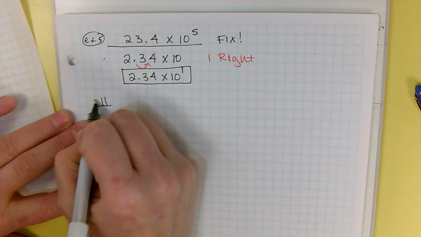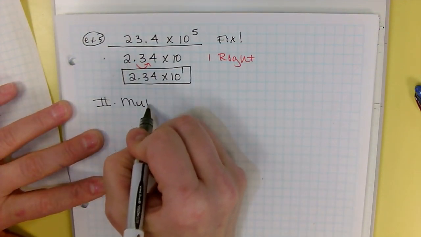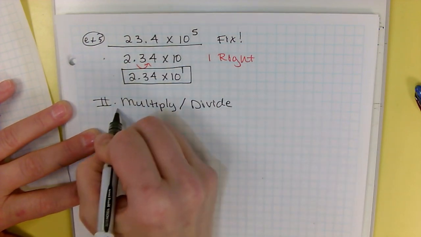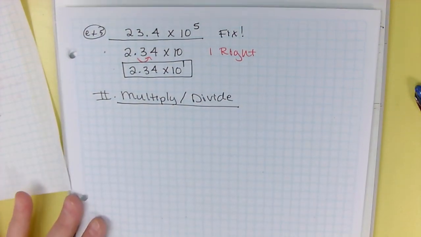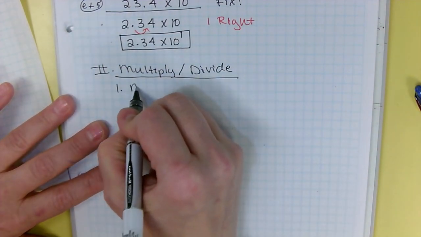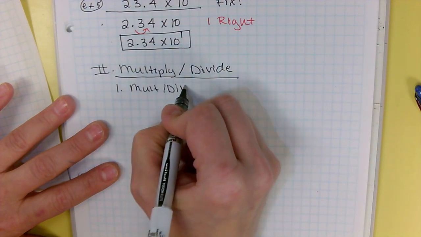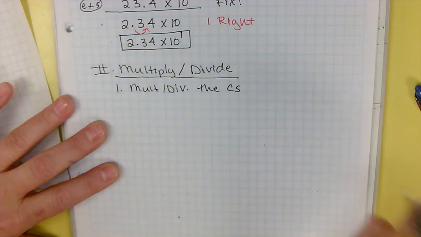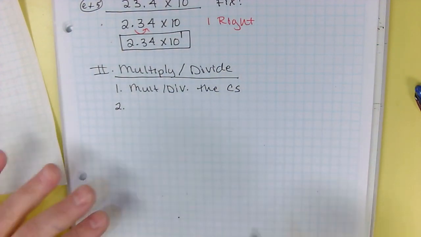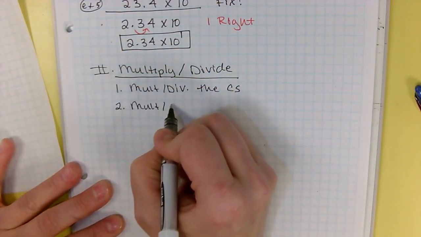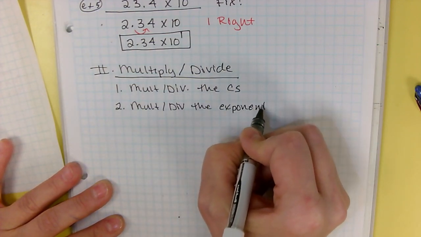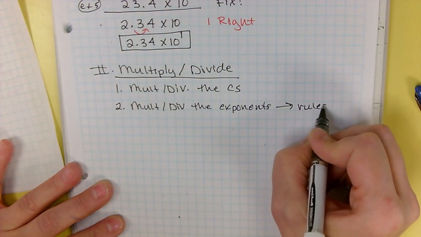Okay, Roman numeral 2. You need to be able to multiply or divide in scientific form. It's a pretty simple process. The first step, you multiply or divide the C's. And then here's where our exponent rules come in. You're going to multiply or divide the exponents, and that's going to use your exponent rules.